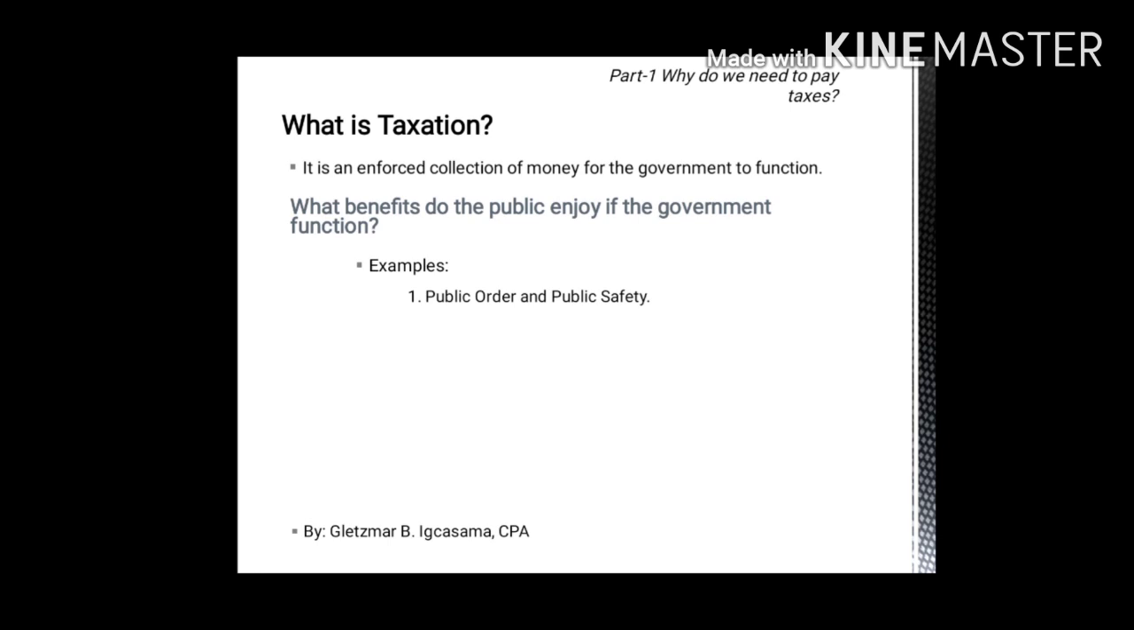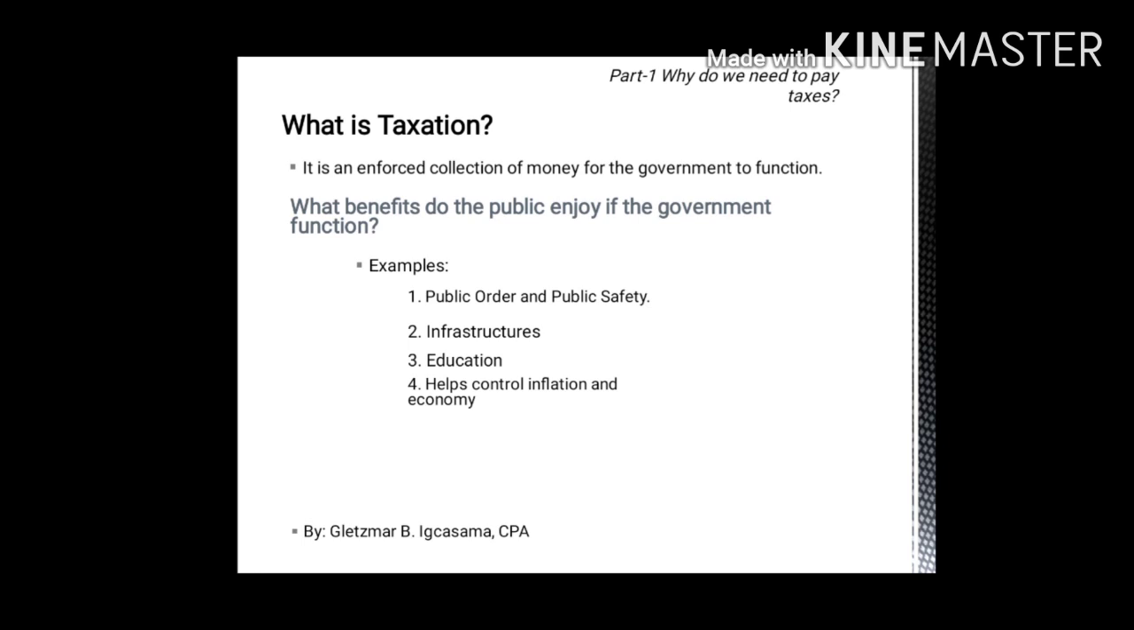Now, in order to have this, they need to spend, for example, in the social amelioration program as well as for the salaries of the military and the PNP. The second is the government is responsible for making infrastructures like roads, like bridges and school buildings, and a lot more. The government needs funds also to offer free education. In the past, we were already enjoying free elementary and free high school. Now, the government is trying hard to make the college free also.